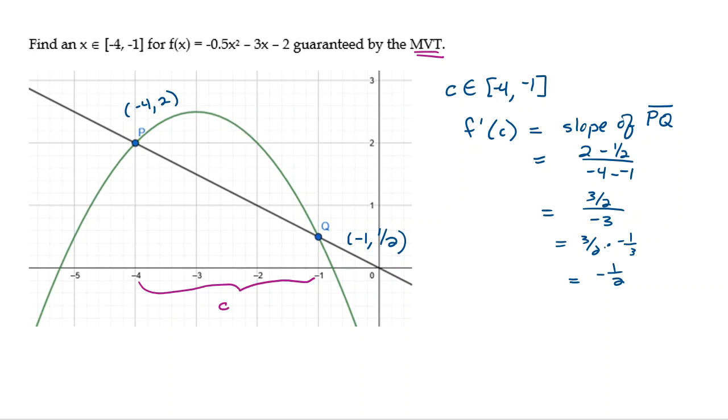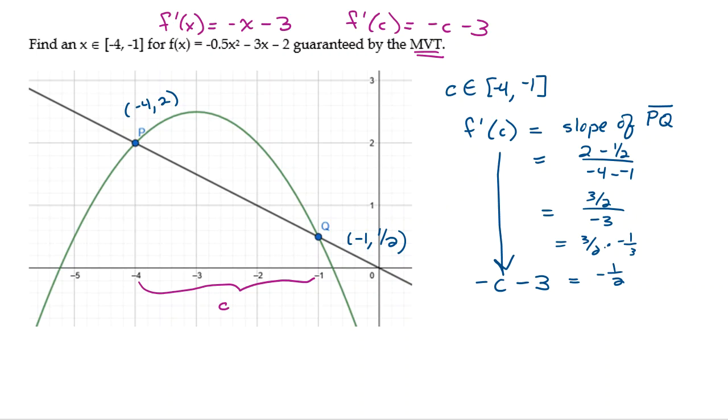Well, we need to find a formula for the derivative. So let's do that. The derivative is, let's see, -1x minus 3. 2 times 1/2 is 1. All right, that looks good. So the derivative evaluated at some point c, we could just write as -c minus 3. You could keep it as an x if you want, it's not that big of a deal. But we need -c minus 3 to come out to be negative one half. That's the derivative evaluated at c.